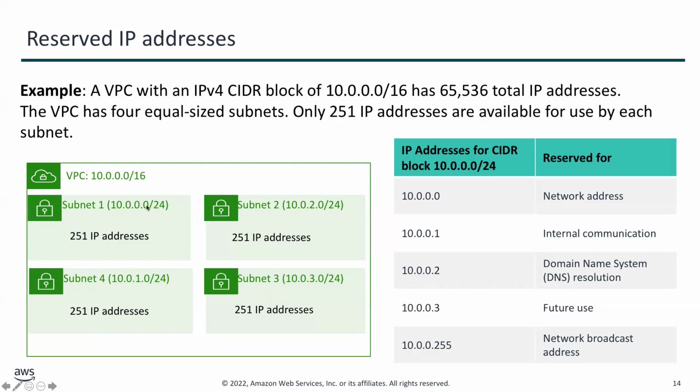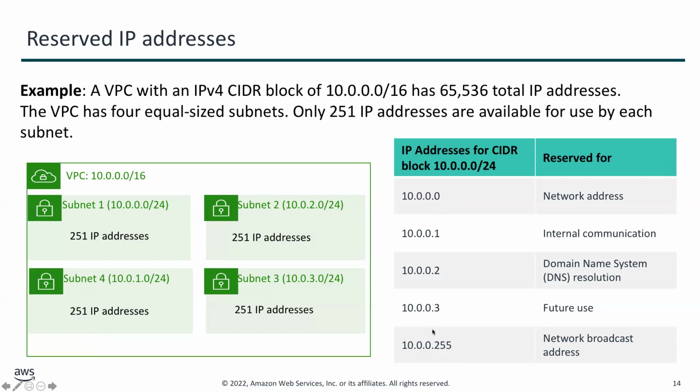So for example, here, in this case, 10.0.0.0, .1, .2, .3, and the final one, 255, we cannot use for our resources. The first one is definitely a network address. We know that, right? .1 they have reserved for their internal communication. .2 is domain name service or DNS resolution for them. They have just reserved .3 for some future use, if they need some IP. The final one is the network broadcast address. We know that. We don't assign that to any computer.